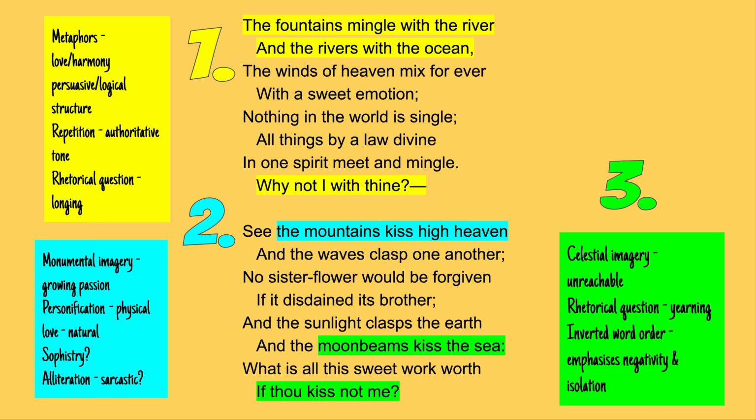Initially we're going to focus on the opening of the poem. The fountains mingle with the river and the rivers with the ocean. It begins with a description of unity and harmony in nature, and these are symbols for love. These are liquid metaphors, aren't they? Fountains, river, ocean. It suggests the flow of nature, but it suggests that love should naturally flow between people, and that they're descriptions of physical intimacy, suggesting that physical intimacy between people is a natural expression of love.